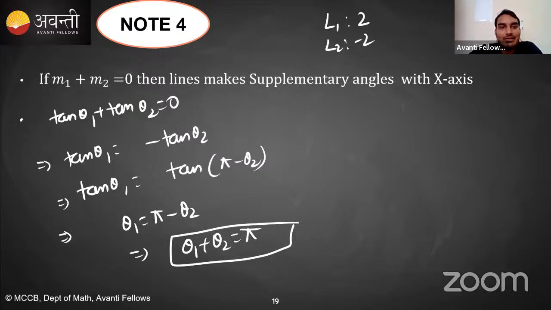Is this clear, everyone? Students, is this clear? If the sum of the slopes is 0, then your lines will make supplementary angles with the x-axis. Everyone, tell me quickly in the chat box. Is this clear? These four things are clear or not? Tell me. Okay? Chalo. So if it is clear, then let's proceed.